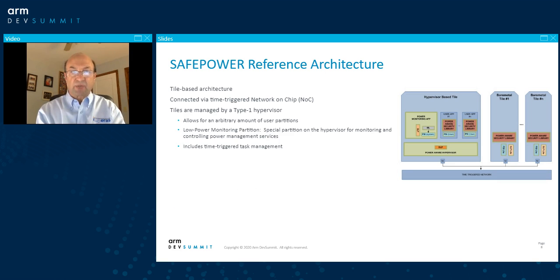So this type 1 hypervisor allows for an arbitrary number of user partitions. We're showing 3 different partitions here, including the power monitoring application, but there could be any number of partitions. And in fact, later in this presentation, we'll show 4 additional partitions here.